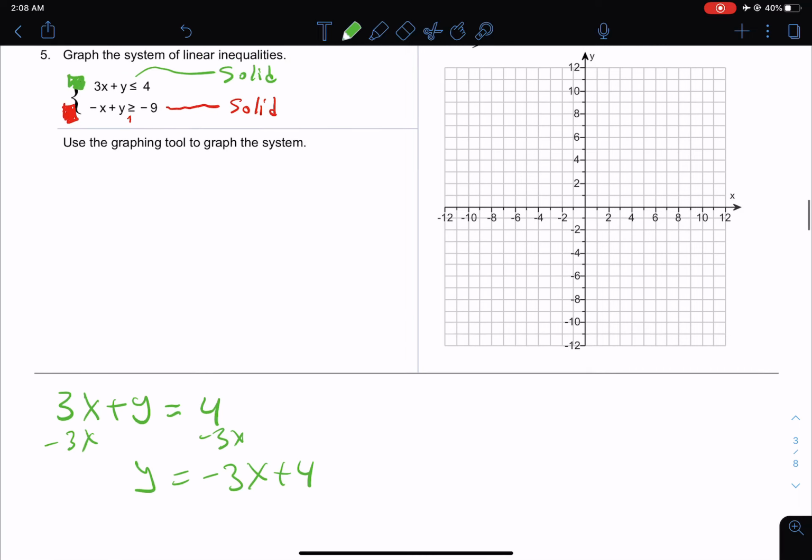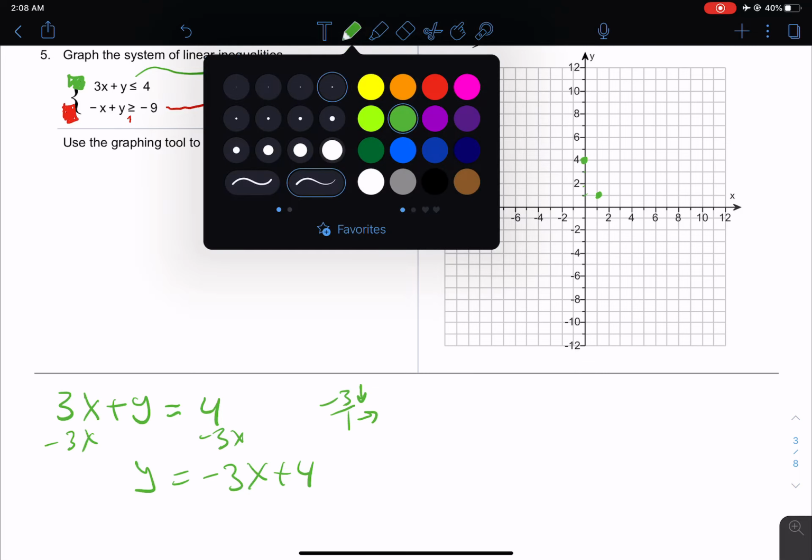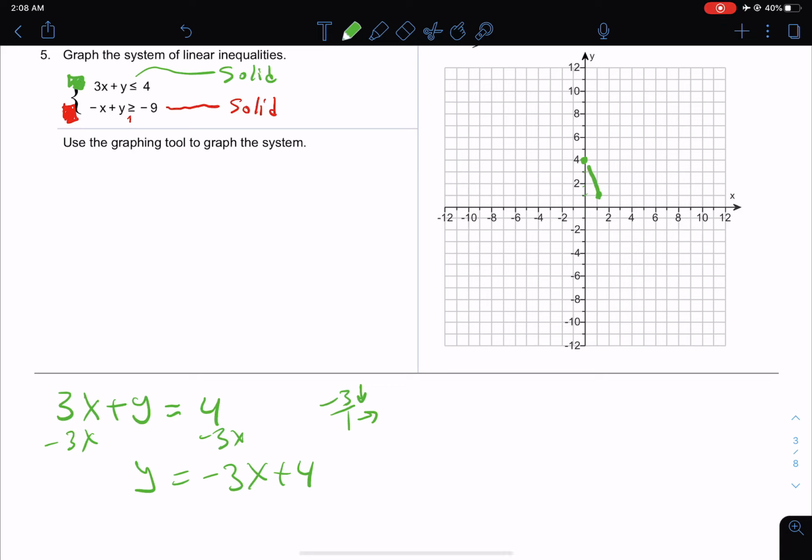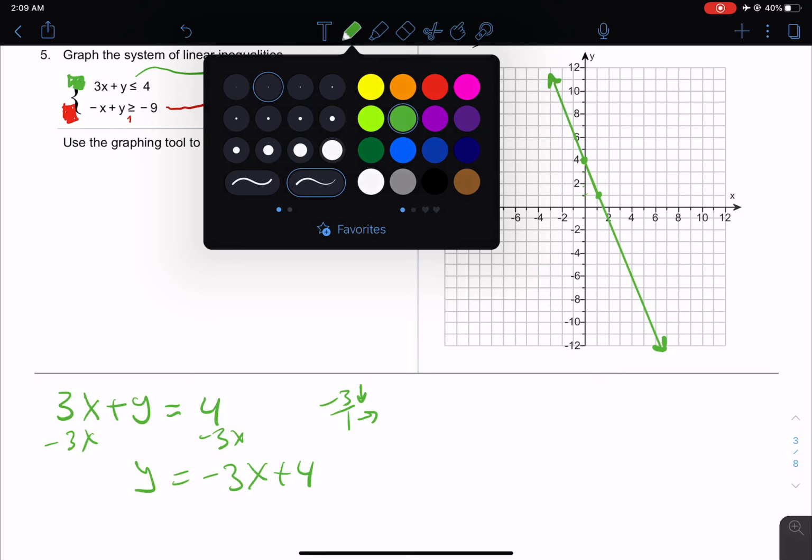So now I'm going to go ahead and graph that line. The y-intercept is at 4. And the slope is, what, negative 3? So a slope of negative 3 means go down 3 and right 1. 1, 2, 3, right 1. And now I'm going to have my solid line that I'm going to graph. So let me go ahead and thicken it up just a little bit there. It's going to look something like this. And it's solid. Now I need to figure out which side to graph on, right?